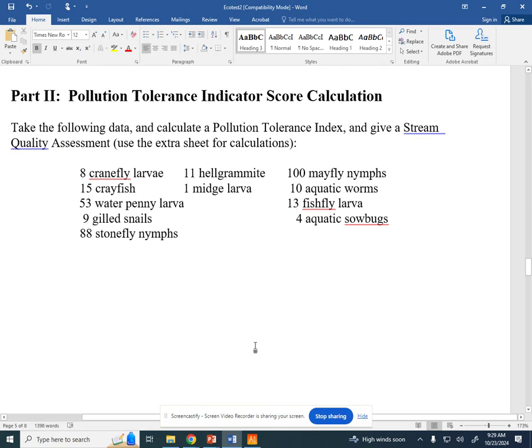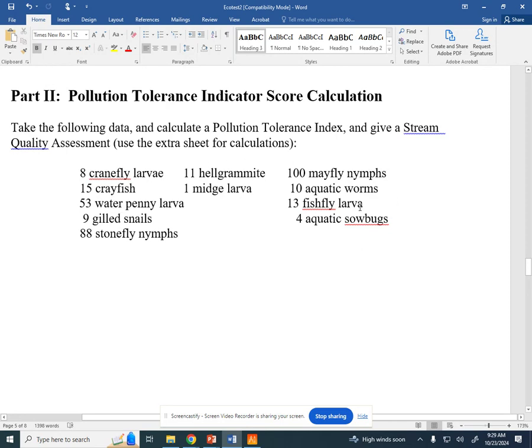Okay everybody, in this video I want to explain how to take a data set like this of these macroinvertebrates and how to calculate the pollution tolerance index and the water quality from these numbers. So take a look at this example here. This is what a class has come up with. They found 8 cranefly larvae and 15 crayfish, and you can see all the rest of this.